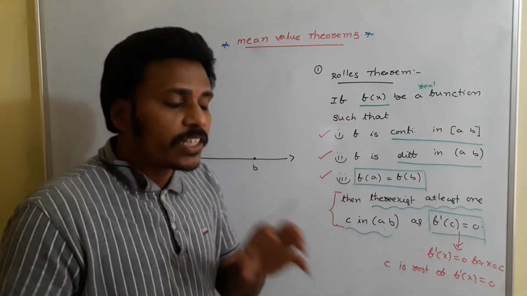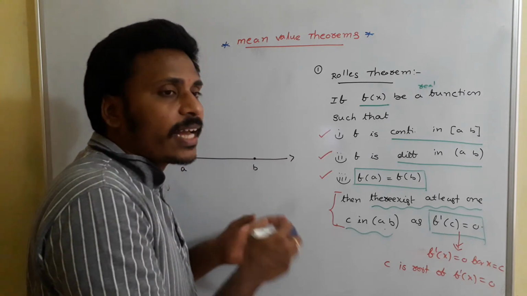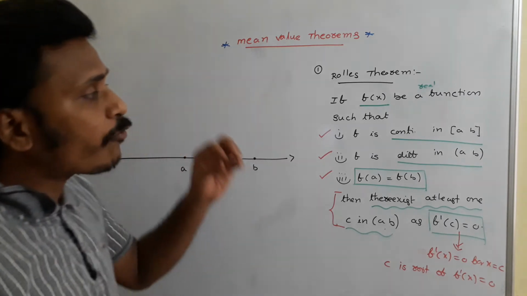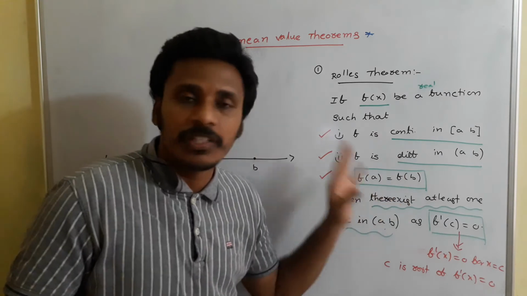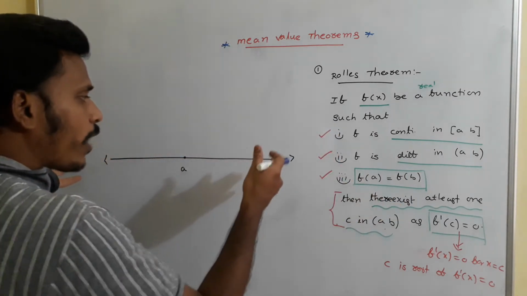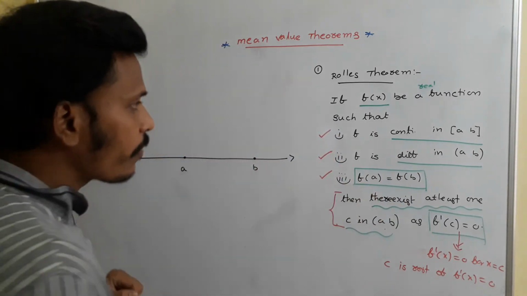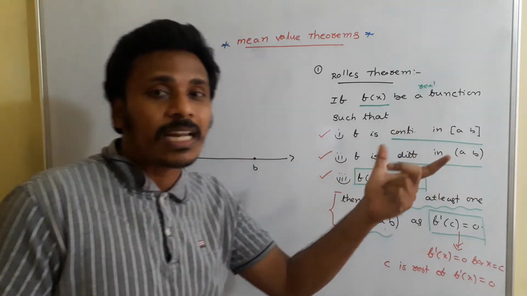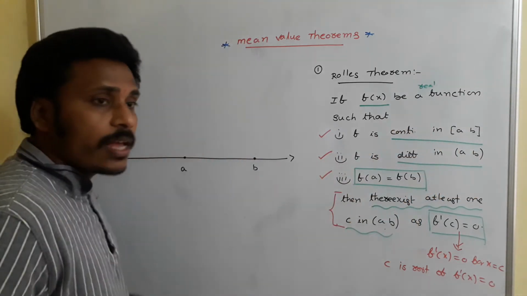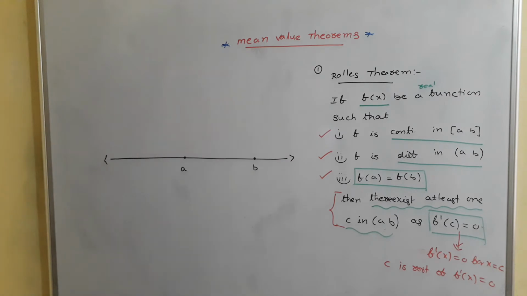So for that, here I am going to give you the graph. I am going to mention the graph of a function which is satisfying these three conditions. For that, initially I took the x-axis as the domain of f of x, and I am going to identify the interval a b. So somewhere I have a, somewhere I have b. The first condition is what? f is continuous in the interval a b.